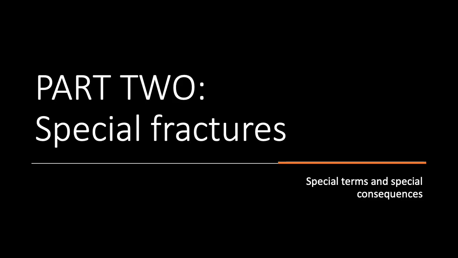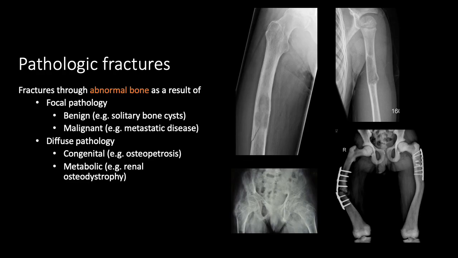That brings us to the end of part 1, in which we discussed what a fracture is, how to describe a fracture, and how to determine which phase of healing a fracture is in based on radiographic findings. Now we move on to part 2, in which we'll discuss special types of fractures.